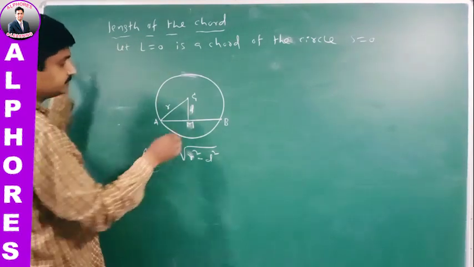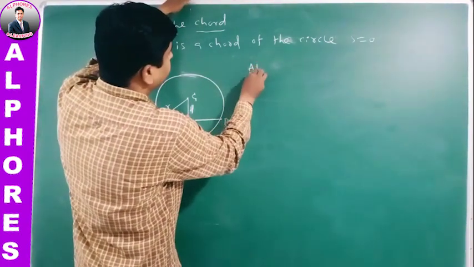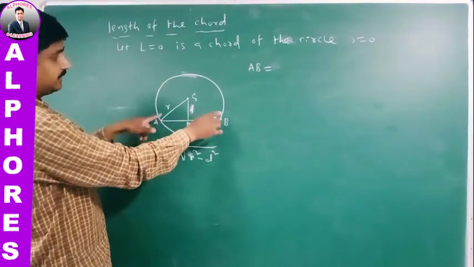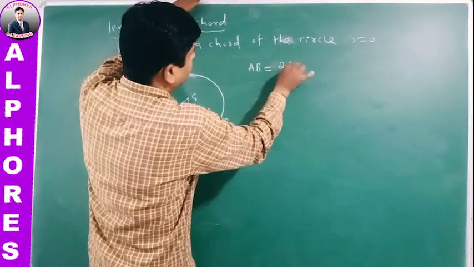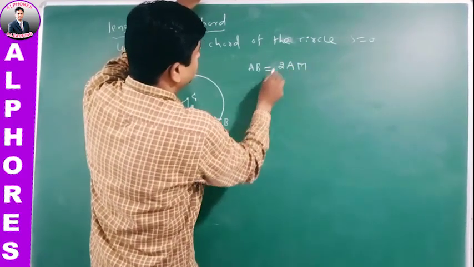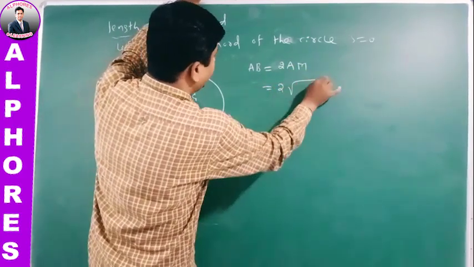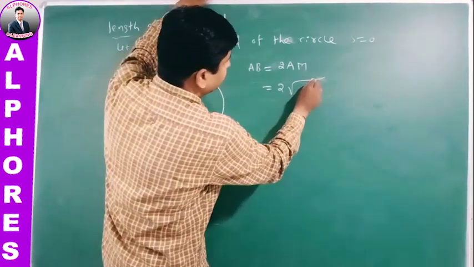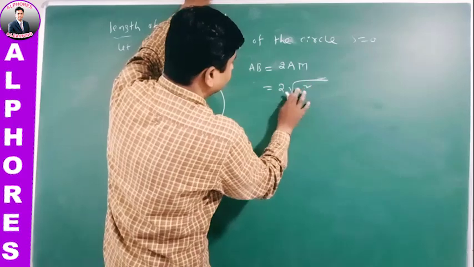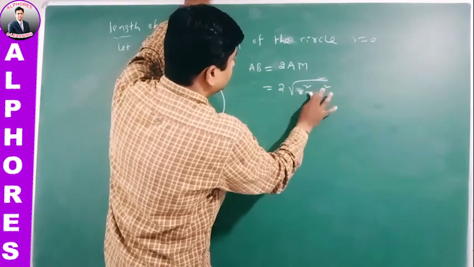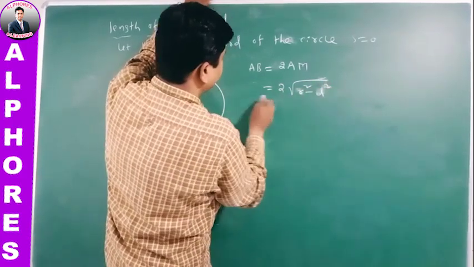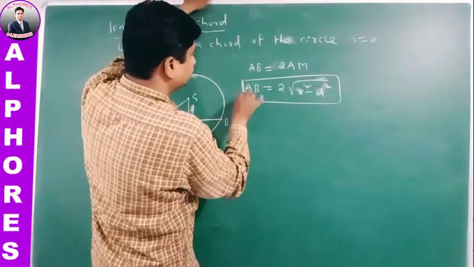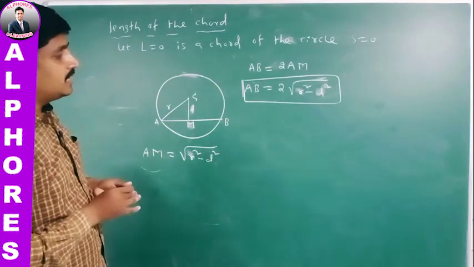Next, AB. Here AB means the length of the chord. AB equal to 2 into AM. Here AM equal to under root of r square minus d square. So AB equal to 2 into under root of r square minus d square.